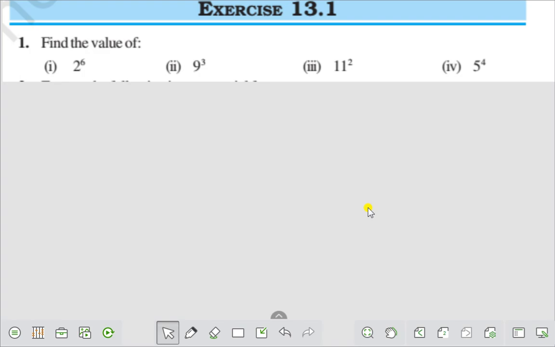Hello everyone. Today we shall discuss exercise 13.1 question number 1. Find the value of: 1) 2 to the power 6, 2) 9 to the power 3, 3) 11 to the power 2, and 4) 5 to the power 4. Let us check.